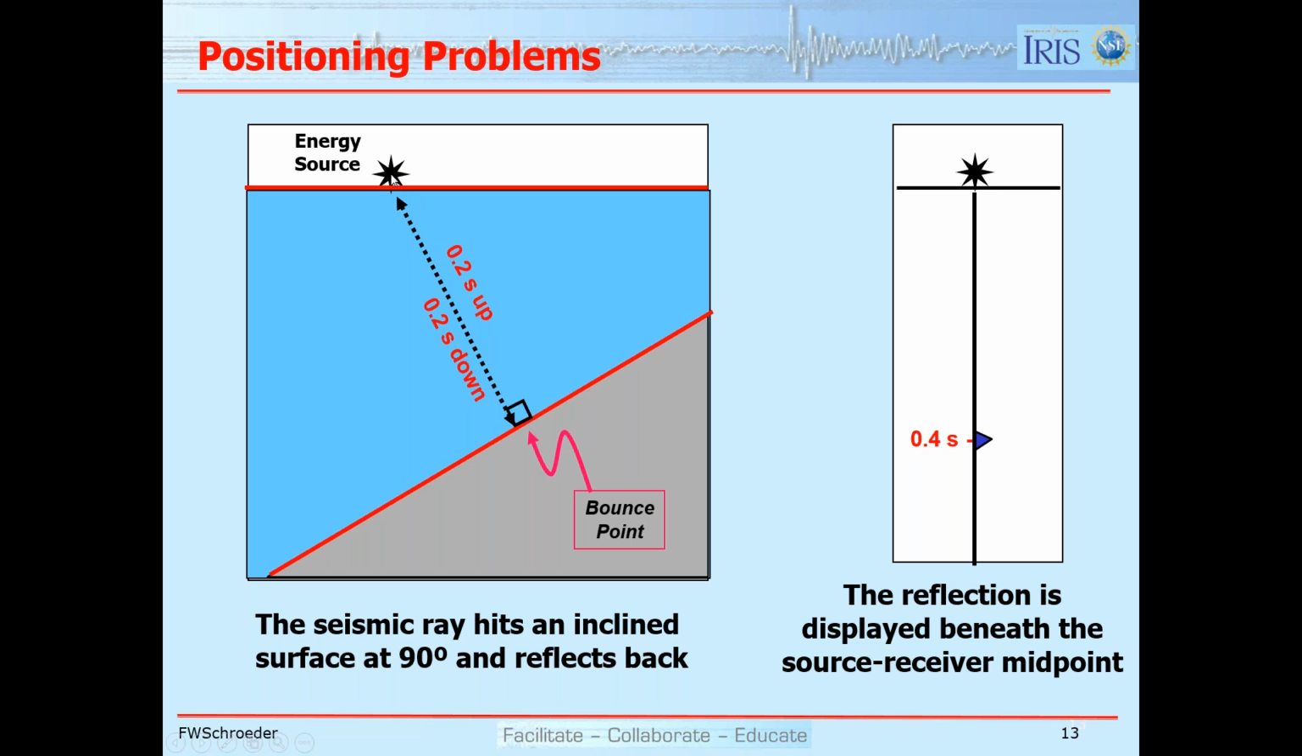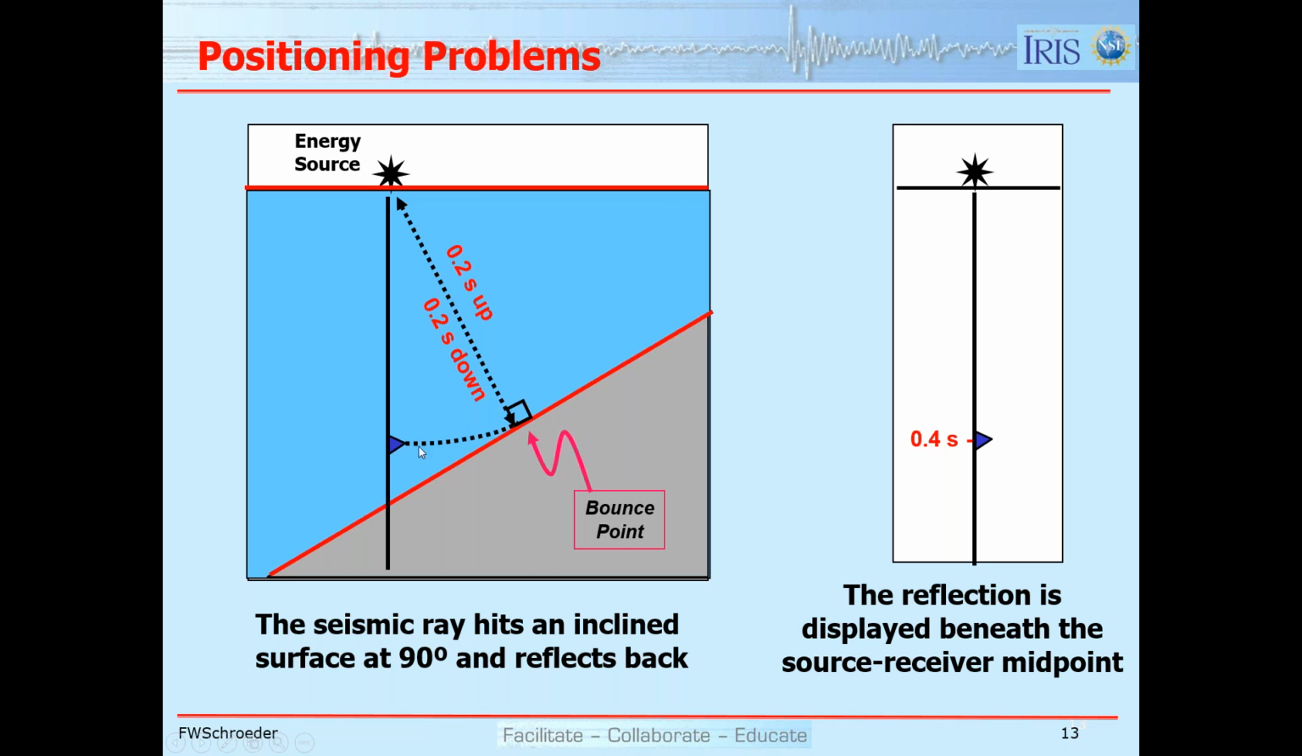And so the receiver listening here realizes it takes 0.2 seconds to go down, it takes 0.2 seconds to come up. It will plot the information right where the shot receiver is, or the common midpoint is, and it'll put it at 0.4 seconds. So instead of placing it here, it's going to place it here.